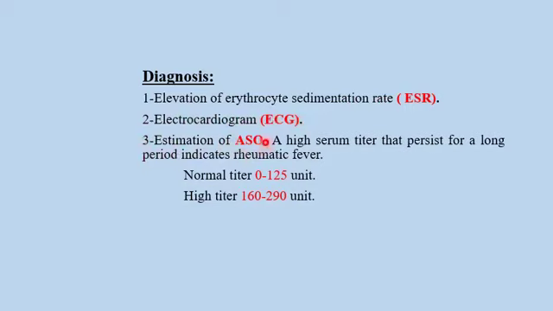Estimation of anti-streptolysin, this is highly specific. A high serum titer that persists for a long period indicates rheumatic fever. So usually they do the test, wait for some time, and repeat the test again. If there is elevation of the anti-streptolysin O titer, this indicates it's a case. A normal titer is from 0 to 125 units, a high titer from 160 to 290 units. But these numbers are not very accurate. They can vary from one place to another, from region to region in the world, so there is deviation in the normal titer and the high titer. Okay? It can differ from country to country.